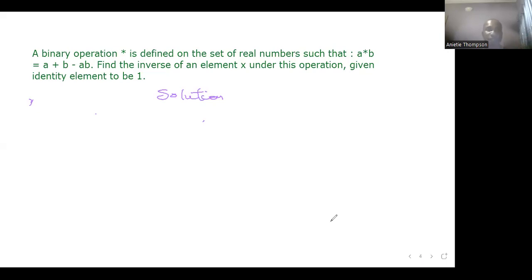So the problem here says a binary operation asterisk is defined on the set of real numbers such that A asterisk B equals A plus B minus AB. We have to find the inverse of an element X under this operation. This is the operation they are talking about. When you hear operation, they are talking about the relation, the function that is given here, to find the value of K, the inverse of an element X under this operation.